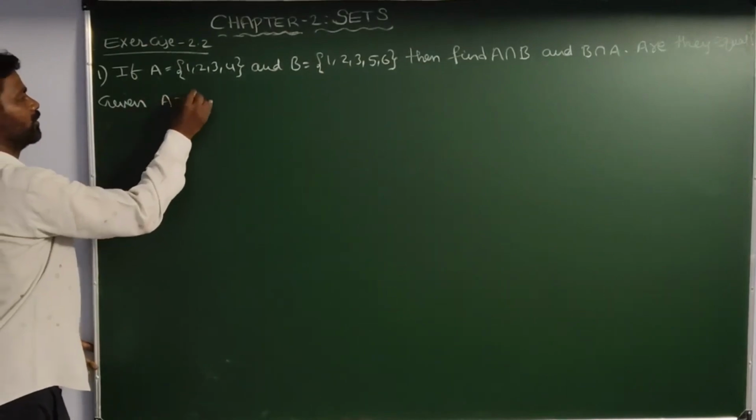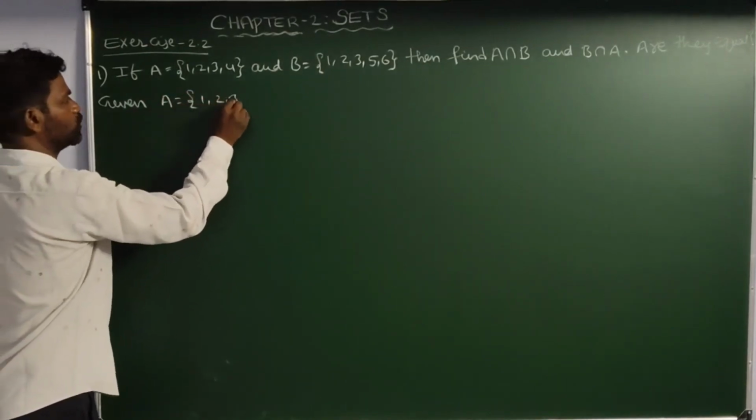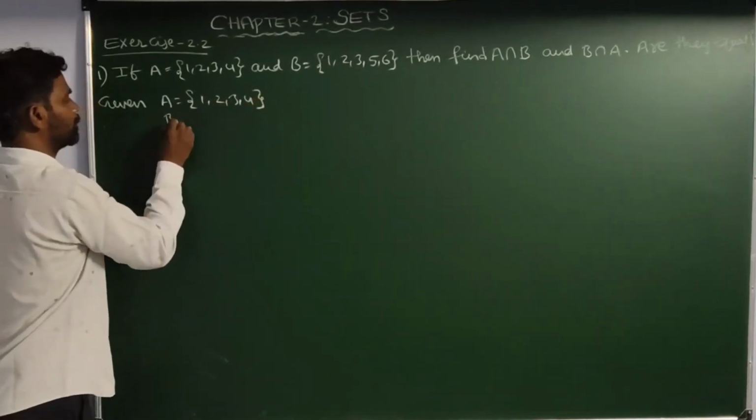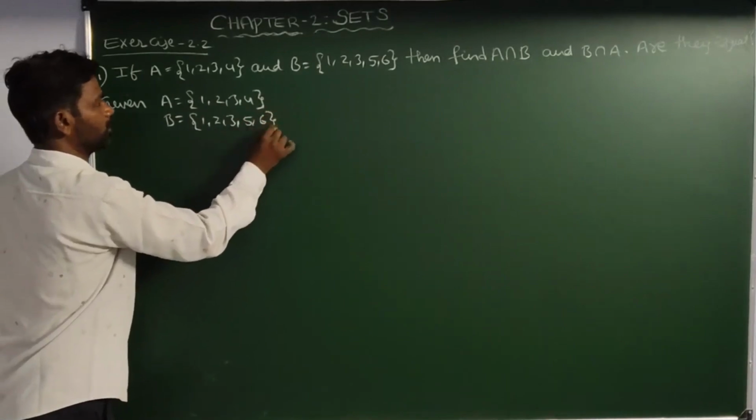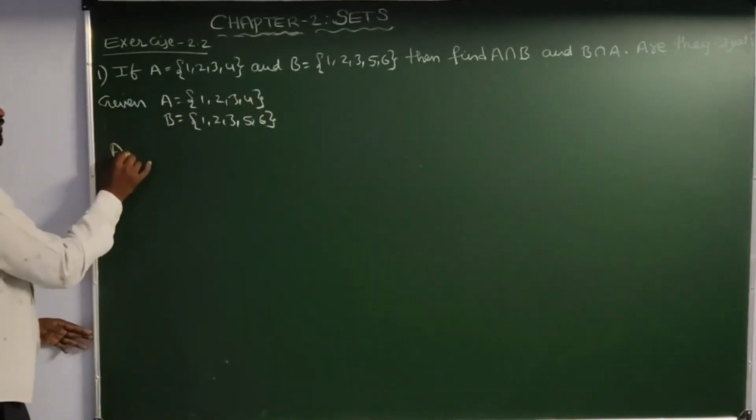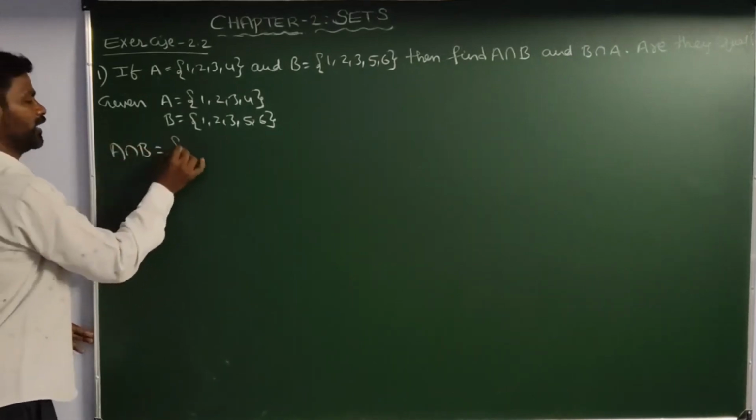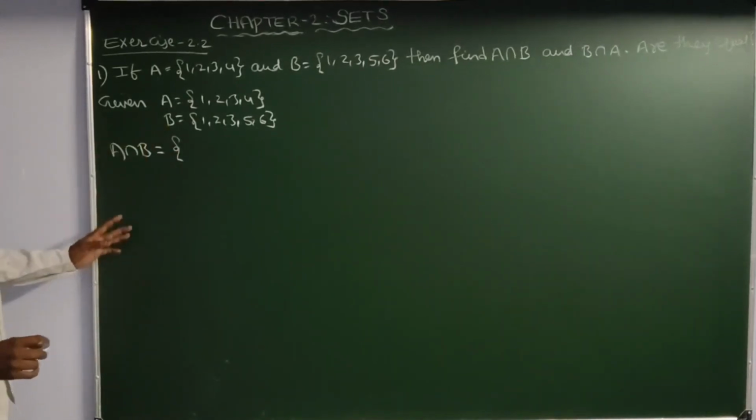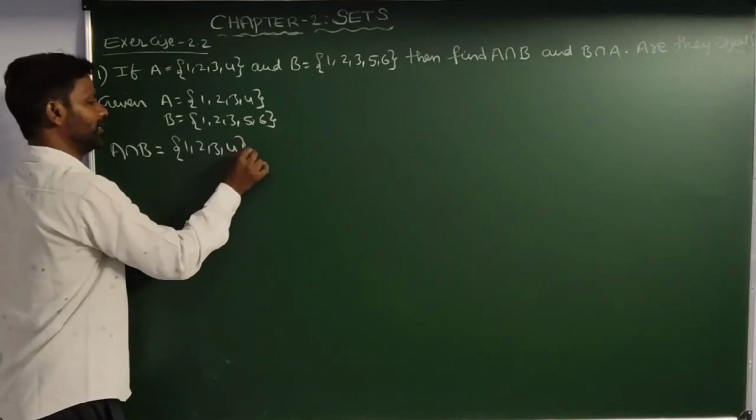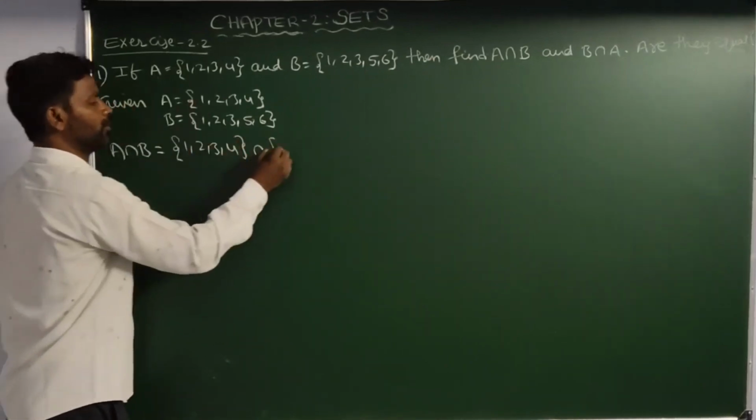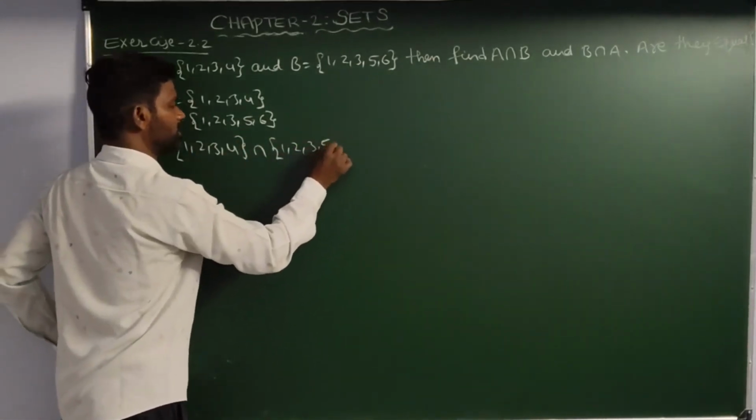What is given? Given set A is equal to {1, 2, 3, 4} and set B is equal to {1, 2, 3, 5, 6}. Then what we have to find? We have to find A intersection B. So A intersection B is equal to, write the elements of A. What are the elements of A? 1, 2, 3, 4. Intersection, elements of B: 1, 2, 3, 5, 7.